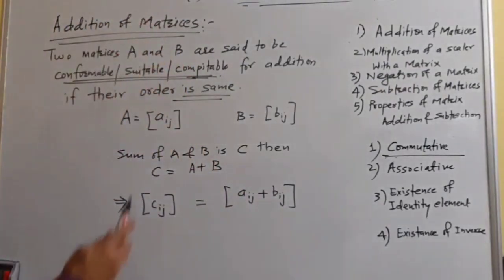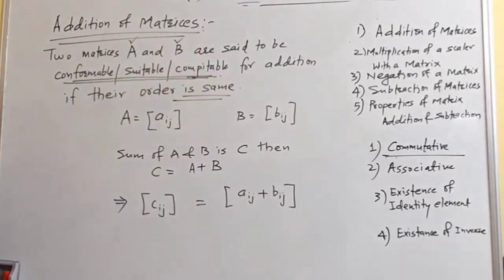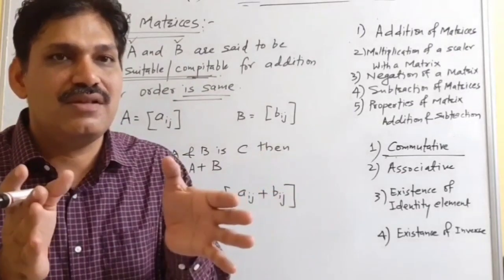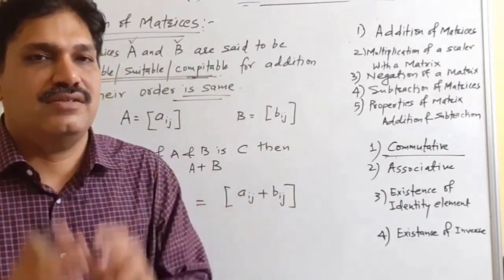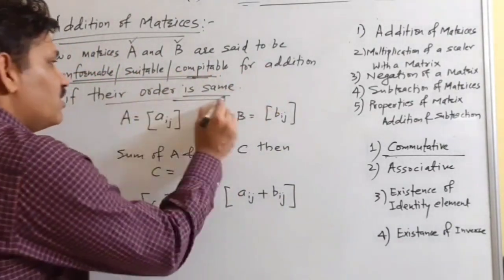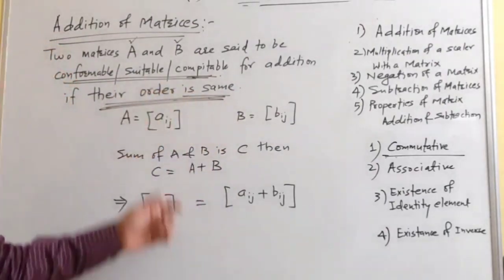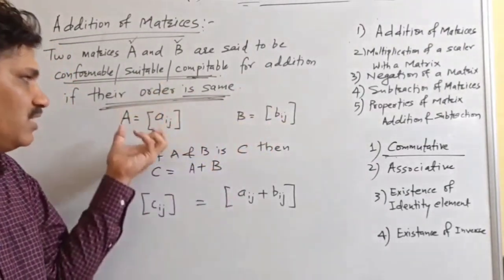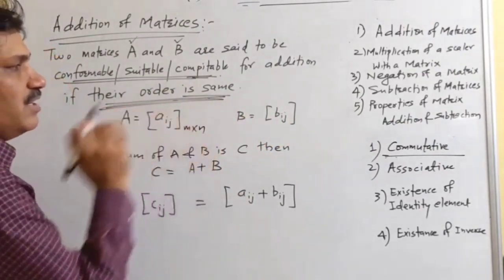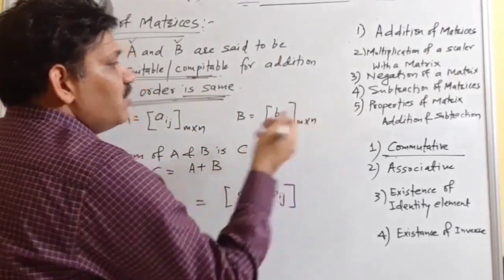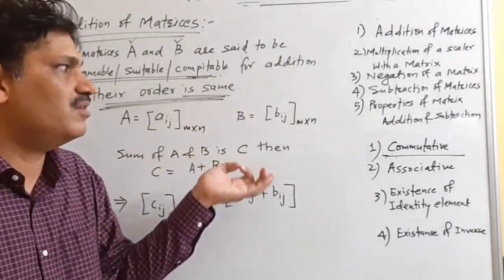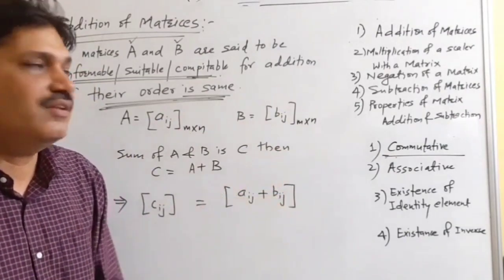Two matrices A and B are said to be conformable for addition. First of all, we are to confirm whether the matrices are suitable for addition or not. Two matrices are said to be conformable or compatible for addition if their order is the same. That means if I need to add two matrices, say A and B, and the order of A is m by n, then the order of B must be equal to the order of A, that is m by n, so that we can add the two matrices.